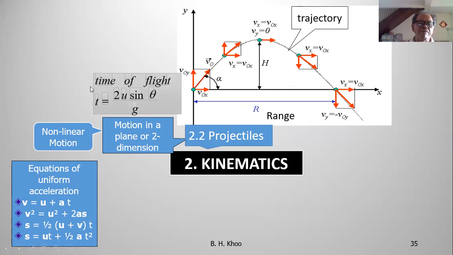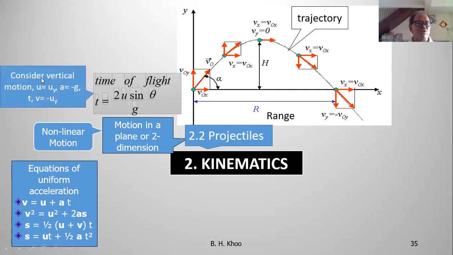And then we have derived the time of flight. For the time of flight, we just consider vertical motion, and for vertical motion we use the vertical component. We choose upwards as positive, and the acceleration is downwards, and you want to find the time. Then when it comes down, the velocity is negative. This is the alternative symbol. It's the same as the initial speed, except the direction is downwards. That's why we put a negative sign there.